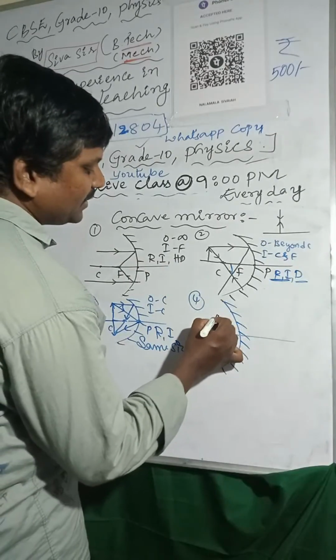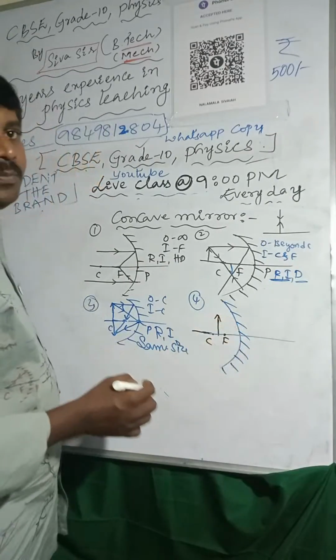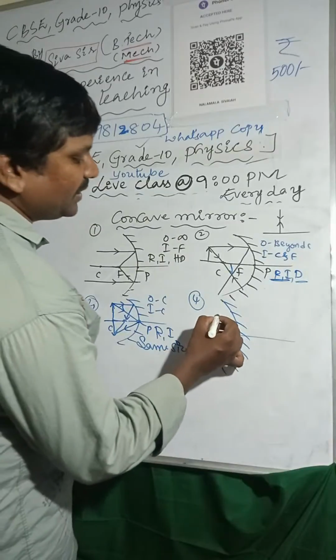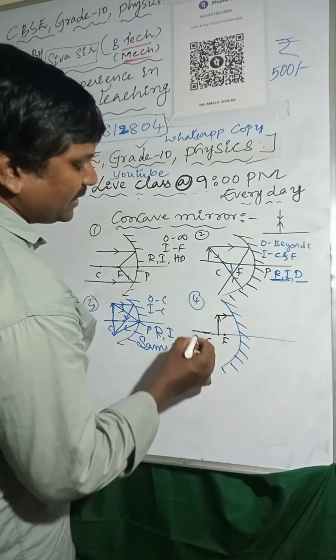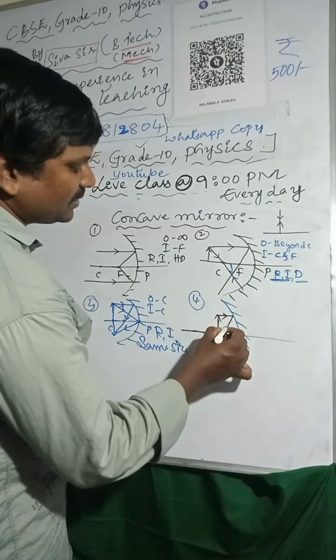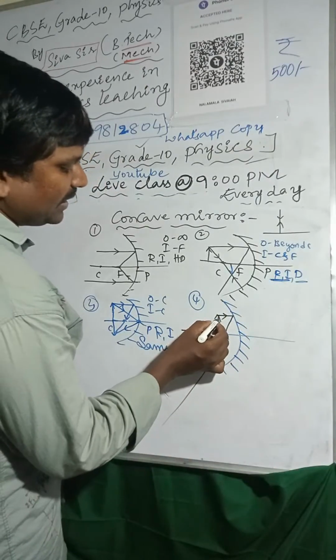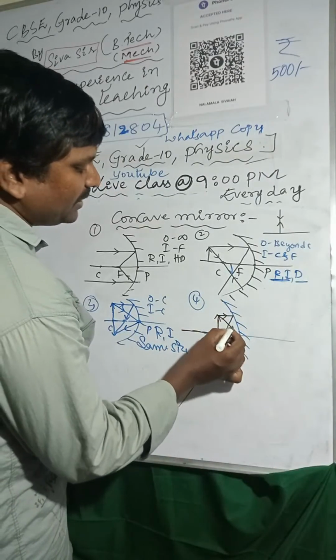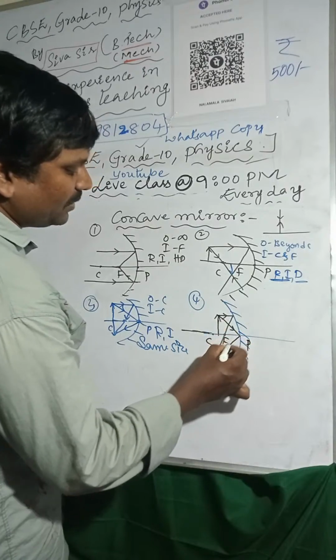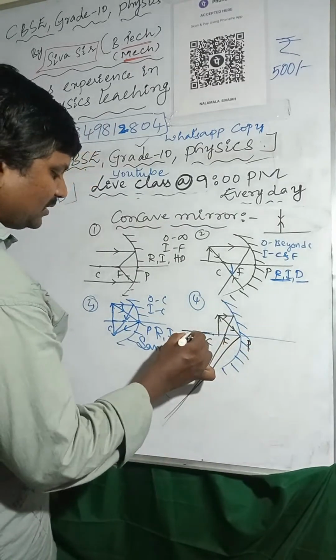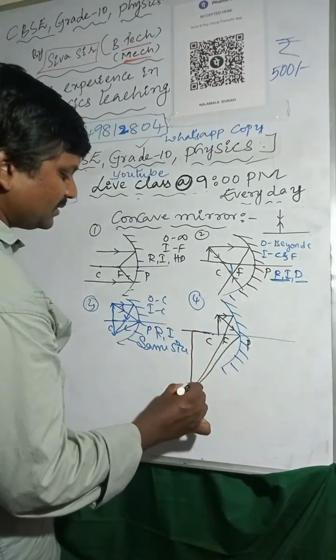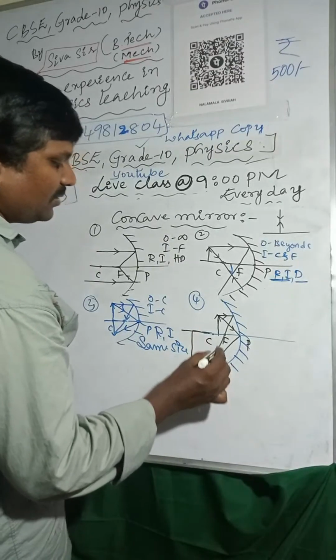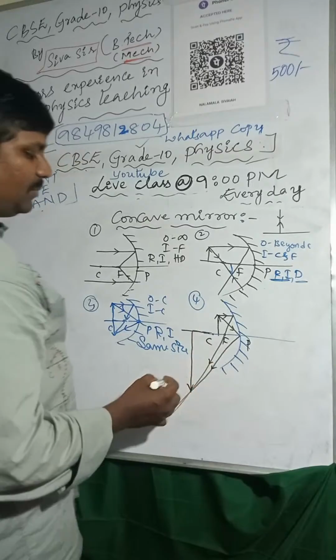Object is placed between C and F. One light ray I'm taking like this passes through the focus. Another light ray I'm taking at the pole. So the light rays will meet here.